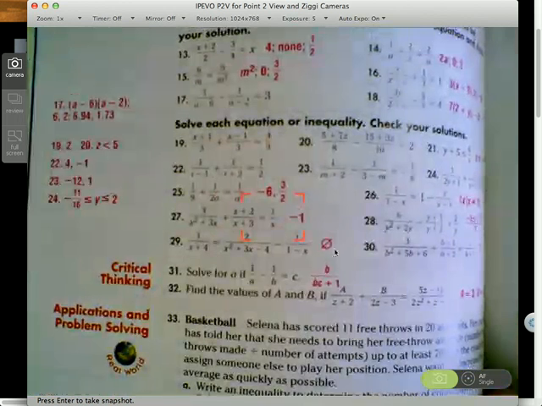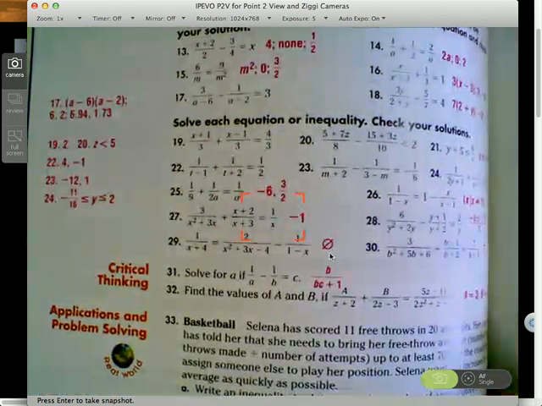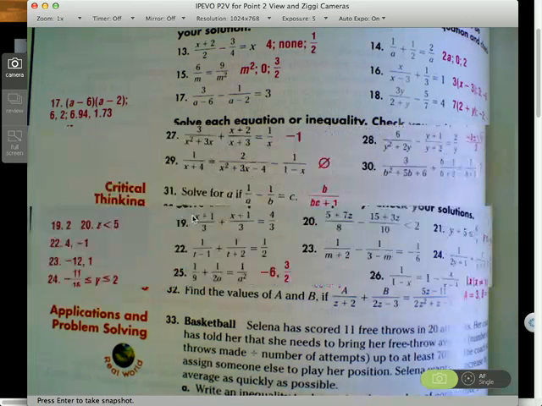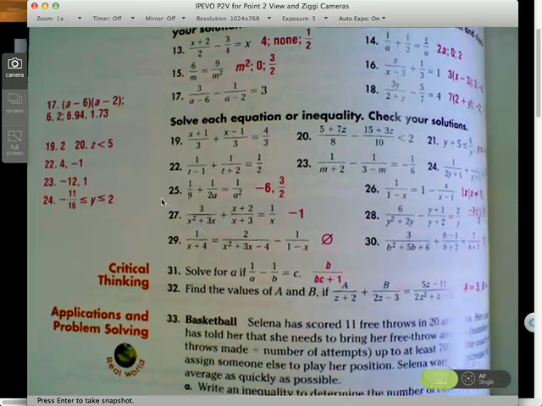By the way, 29 here, this symbol is the empty set. This O with a slash through it. It's also referred to as the null set. Yeah, it just means nothing works.